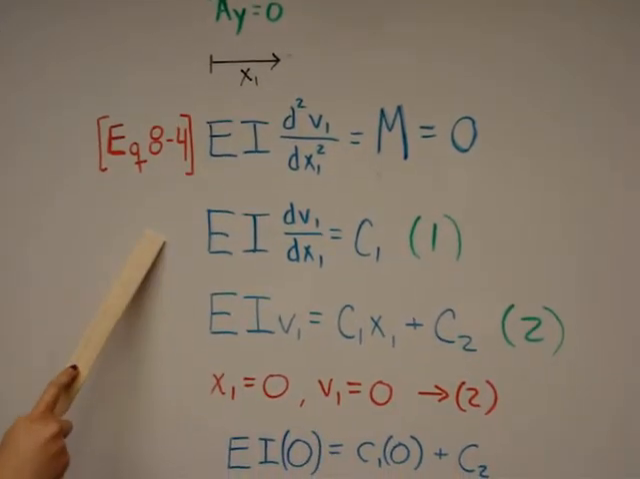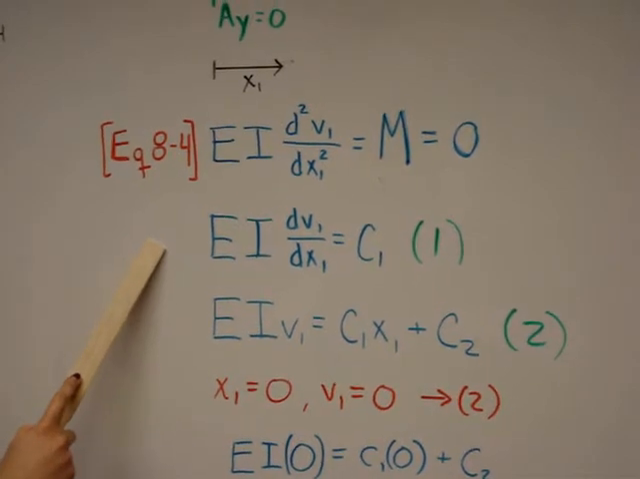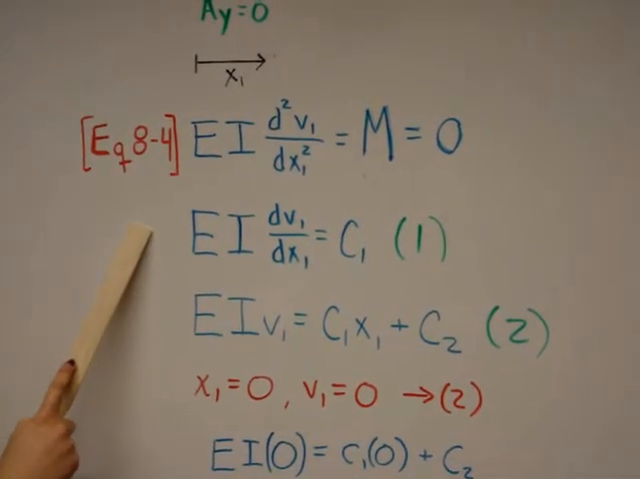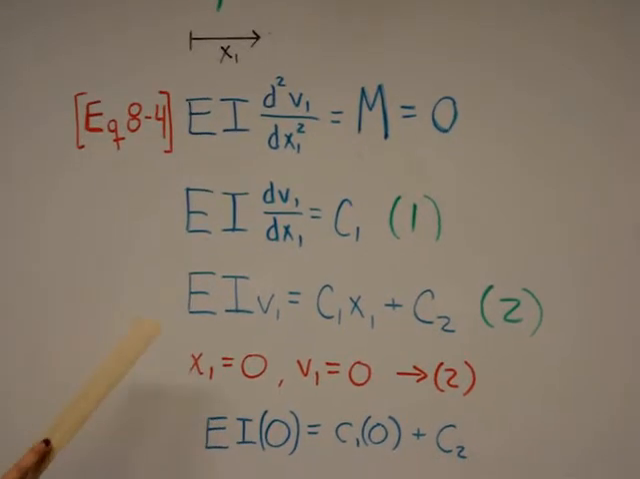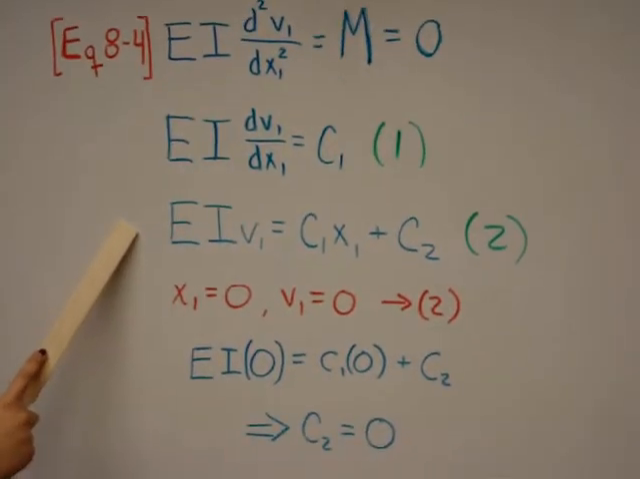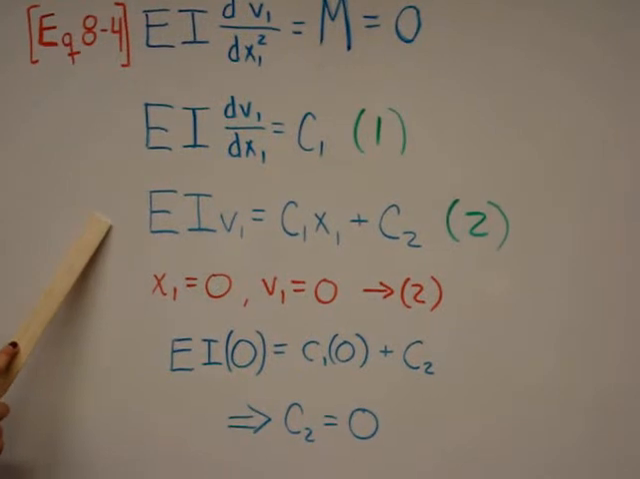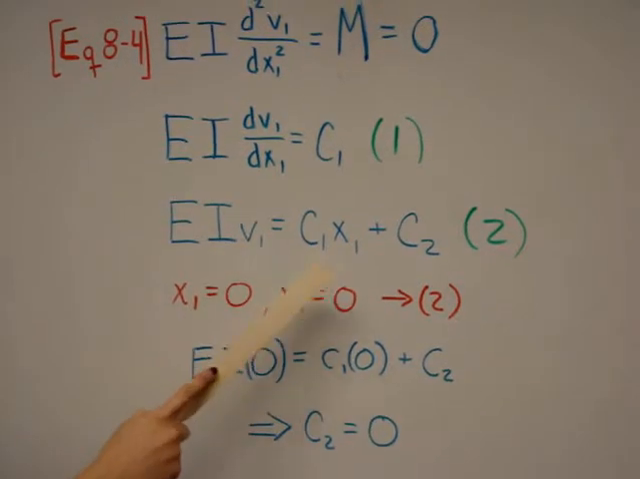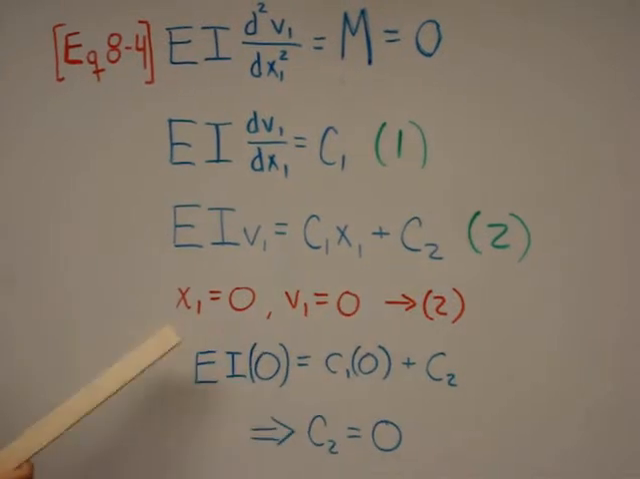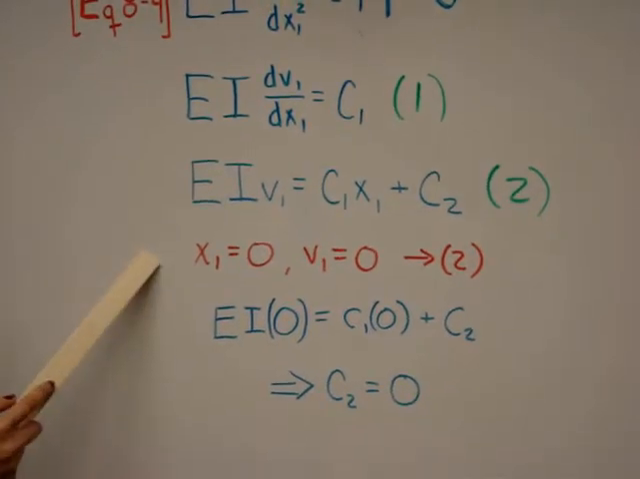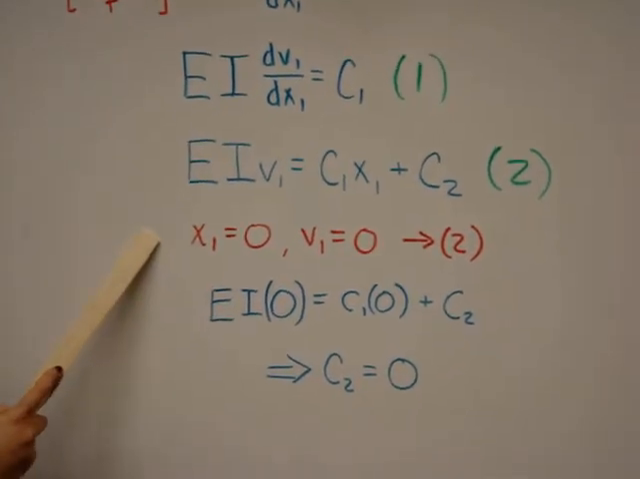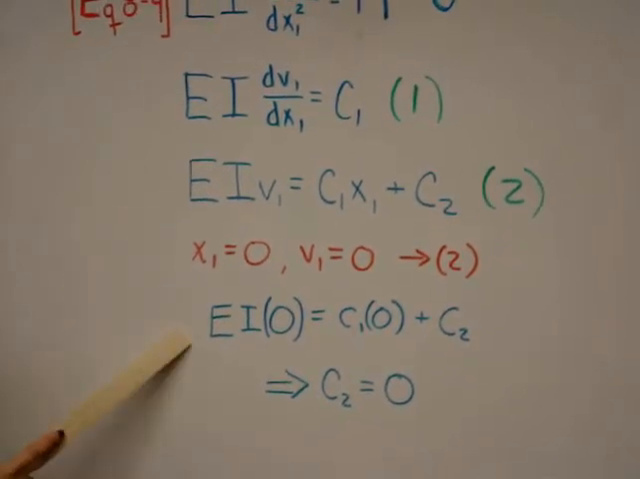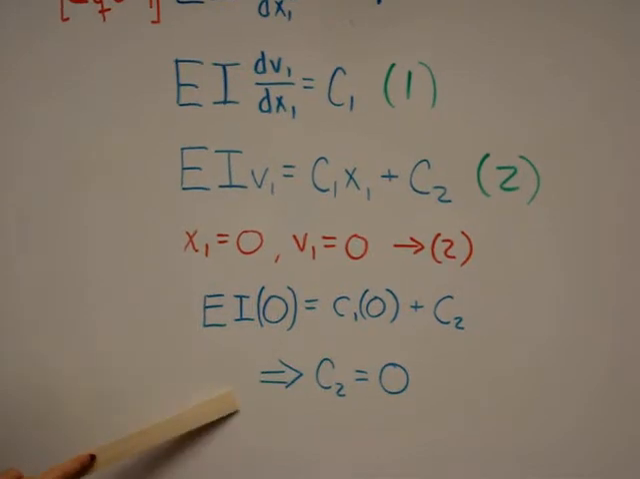Integrating it to find the slope, we find that the first derivative is equal to c1, and we integrate it again to find the deflection of the beam section. So we have c1 x1 and c2 right here. Knowing that at x1 equal to 0 the deflection must be 0 by assumption, we find that c2 is equal to 0.